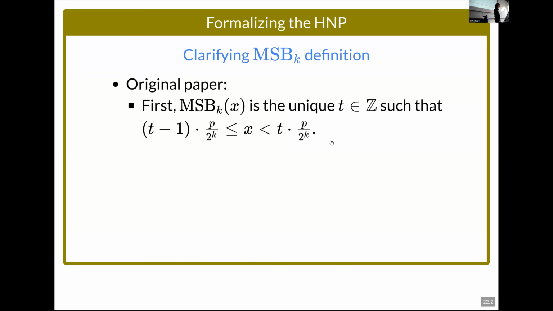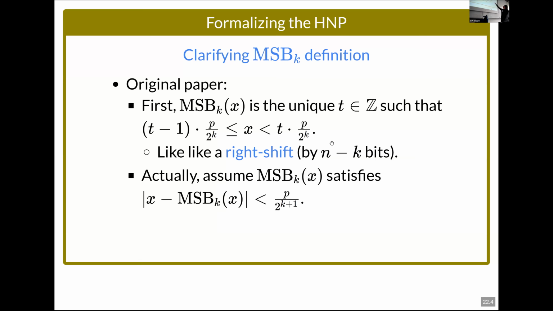Also, the MSBK definition. I mentioned this before, right? What is the MSBK? Really, it gives some k bits of information about its input. So the original paper introduces it as this: MSBK of x is the unique integer t such that (t minus 1) times p over 2 to the k is less than or equal to x, which is less than t times p over 2 to the k. I mean, this is division with some floor or something, right? Essentially, we can think of this as almost a right shift by n minus k bits. Well, it's not quite. There's this p that shows up here, but think of it as a right shift.